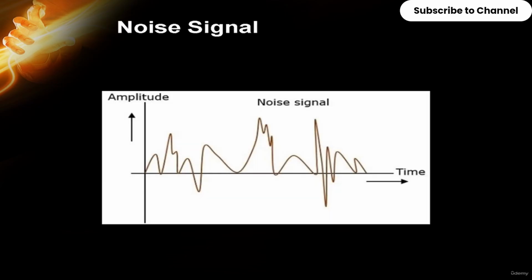So in this diagram, you can see the noise signal where the amplitude is varying here and there, and the noise signal is not in a proper shape. In the previous slides we saw the signals with the proper sine wave, right? But here the noise is varying. Due to the noise, the signal's amplitude is highly affected.